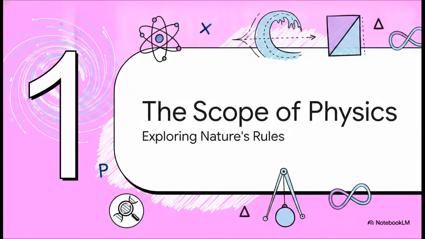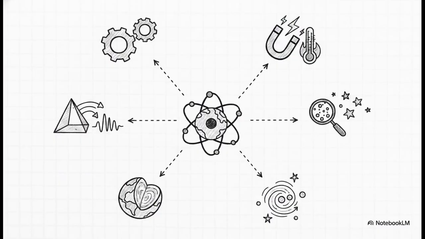Section 1. The scope of physics. Exploring the rules of nature. Before we can even begin to measure the universe, we kind of have to understand the rules running the whole show, right? Physics is arguably the most basic and ancient of the sciences. It's all about observing nature, representing it mathematically, and then validating those ideas through rigorous experiments.